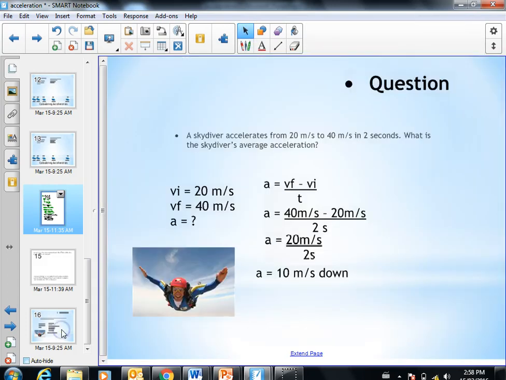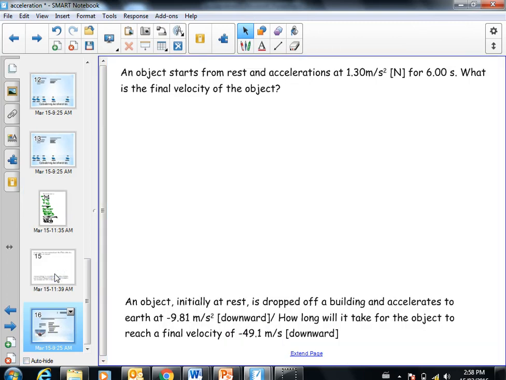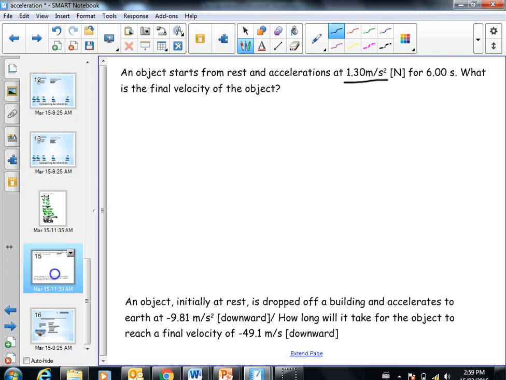Now we're going to try some questions. Okay, so we have an object that starts at rest and accelerates at 1.30 meters per second squared north for 6 seconds. What is the final velocity of the object? So let's write down what we know. I know the acceleration and I know the time. A is equal to 1.3 meters per second squared north. I know the time is 6 seconds. And I need the final velocity.